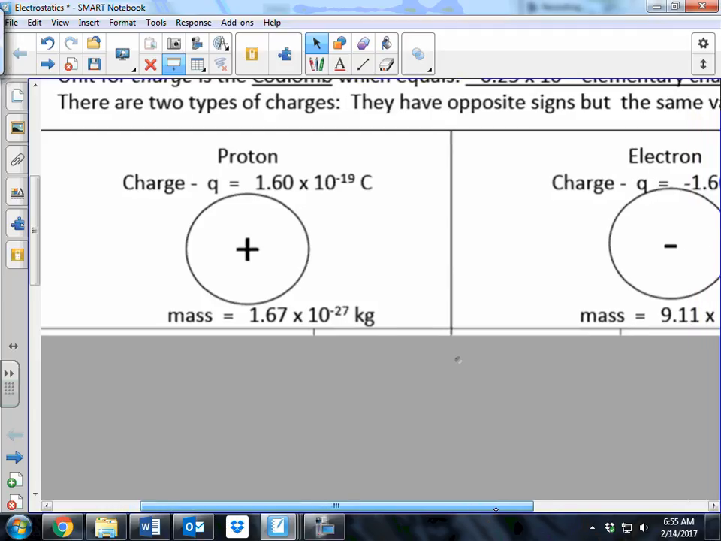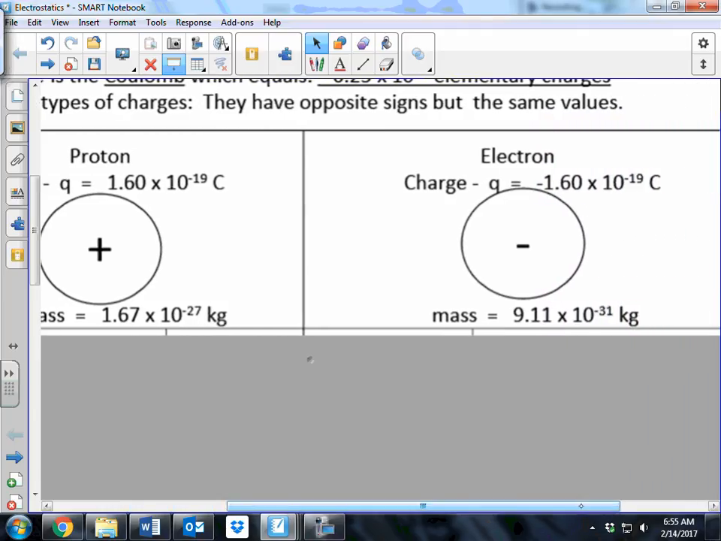I'll get into how we actually discover that in class. Now, an electron has the exact same charge size because if you think about it, the atom is neutral. It's not positive or negative, it's zero charge, because there's an equal amount of electrons and protons. For example, a hydrogen atom has one electron and one proton. So the charge on an electron is negative 1.6 times 10 to the negative 19 coulombs. They balance out.